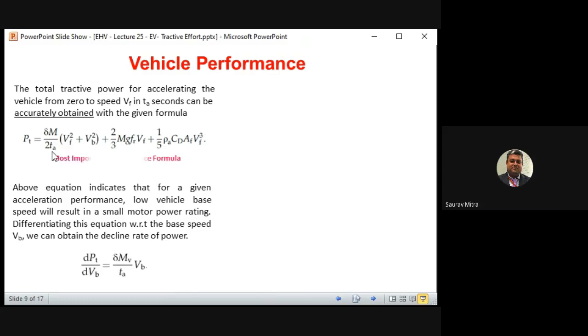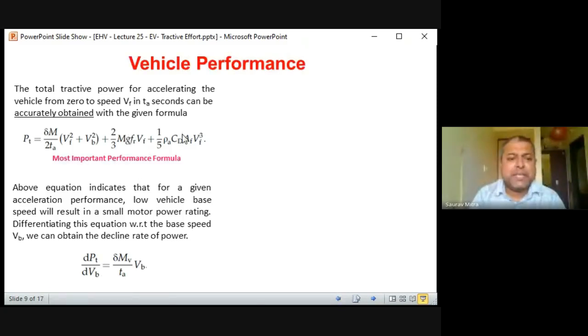So now we do dPt divided by dVb. The second and third terms do not have any base speed term, so they go directly to zero. The above equation indicates that for a given acceleration performance, a low vehicle base speed will result in a small motor power rating. So this is the relationship between Vb and Pt. This is the way Vb dictates the motor power. So if Vb is low, the motor power rating requirement will also be low.